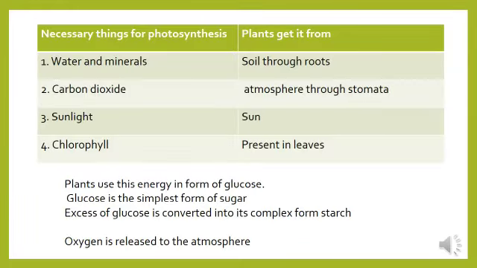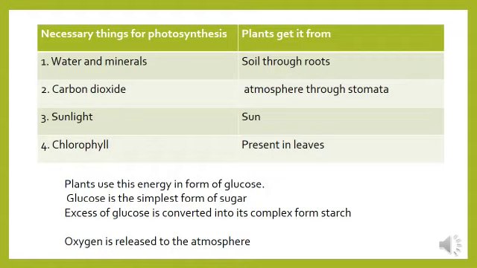Now let us observe these things in the form of a table. Plants need water and minerals, which they get from the soil through the roots. Then carbon dioxide they get from the atmosphere with the help of stomata. They get sunlight from the sun. The requirement of chlorophyll is fulfilled by the leaves. These conditions are necessary for photosynthesis, and plants get them from various sources.